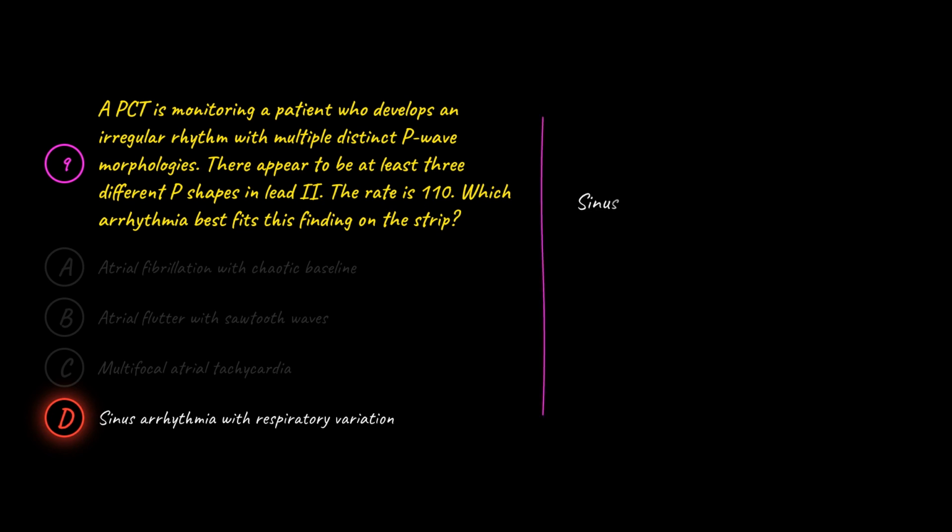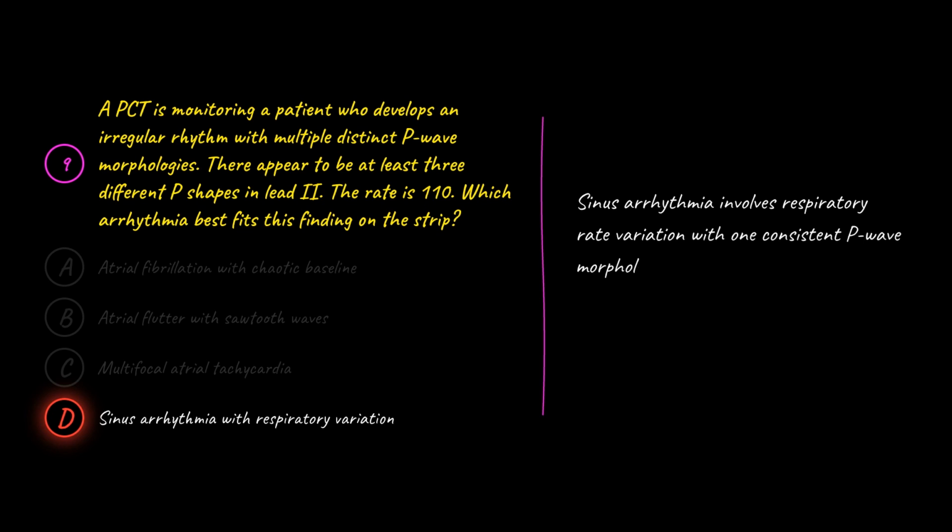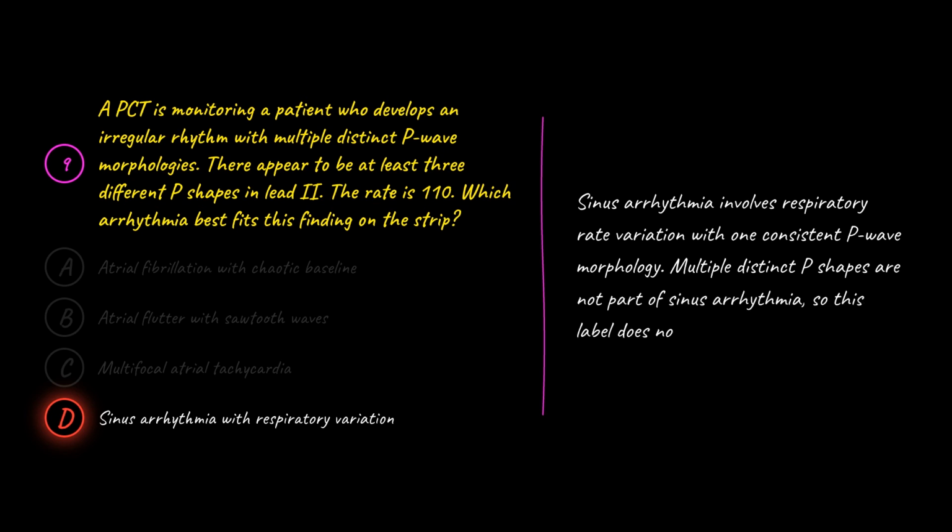D is wrong because sinus arrhythmia involves respiratory rate variation with one consistent P wave morphology. Multiple distinct P shapes are not part of sinus arrhythmia, so this label does not apply to the rhythm described in the scenario.